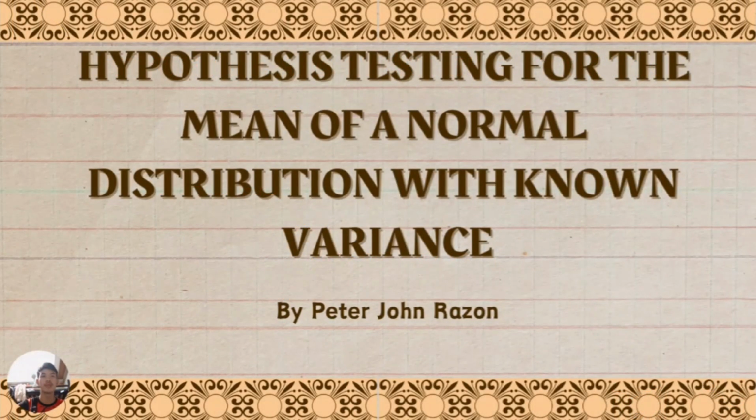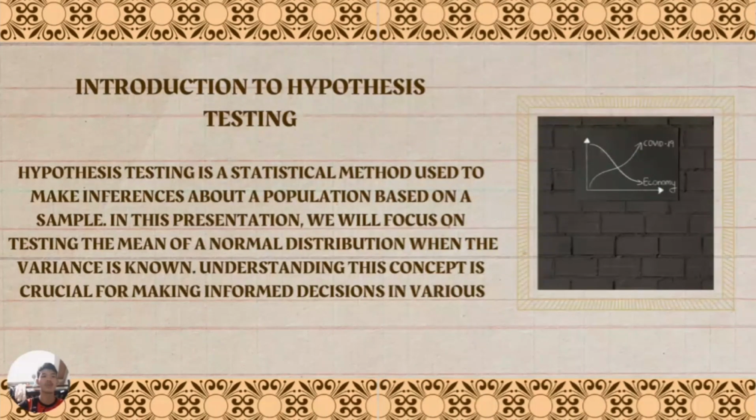Hypothesis testing for the mean of a normal distribution with known variance. Introduction to hypothesis testing: hypothesis testing is a statistical method used to make an inference about a population based on a sample. In this presentation, we will focus on testing the mean of a normal distribution when the variance is known. Understanding this concept is crucial for making informed decisions in various fields.